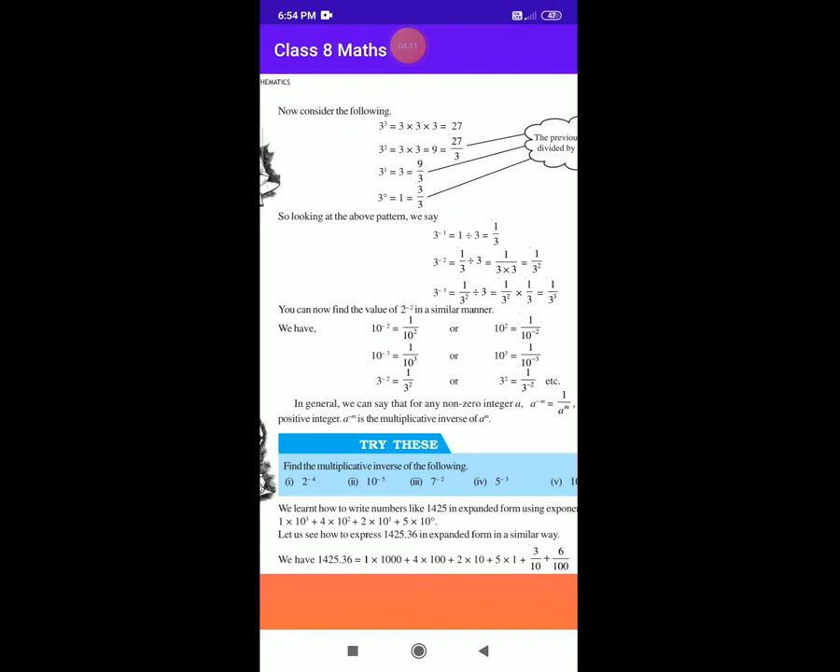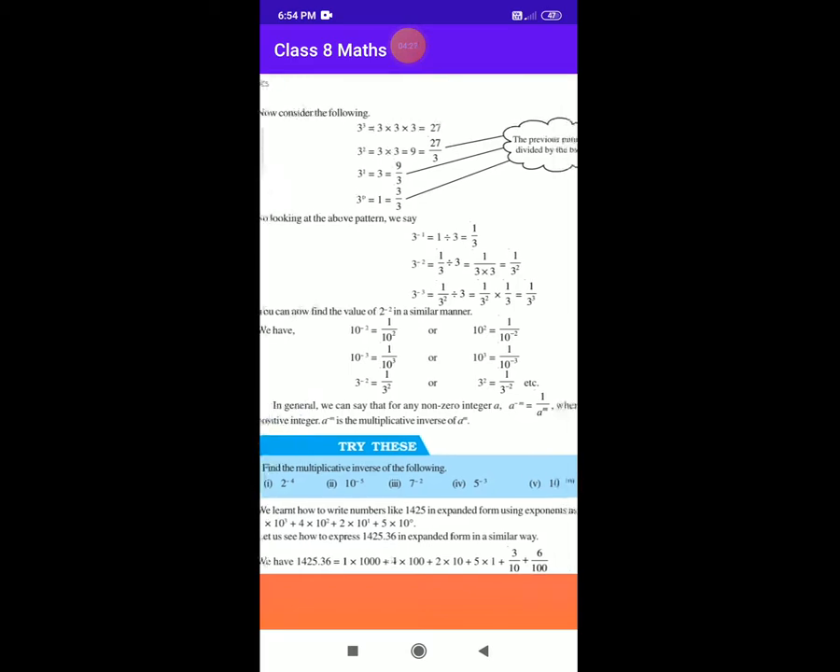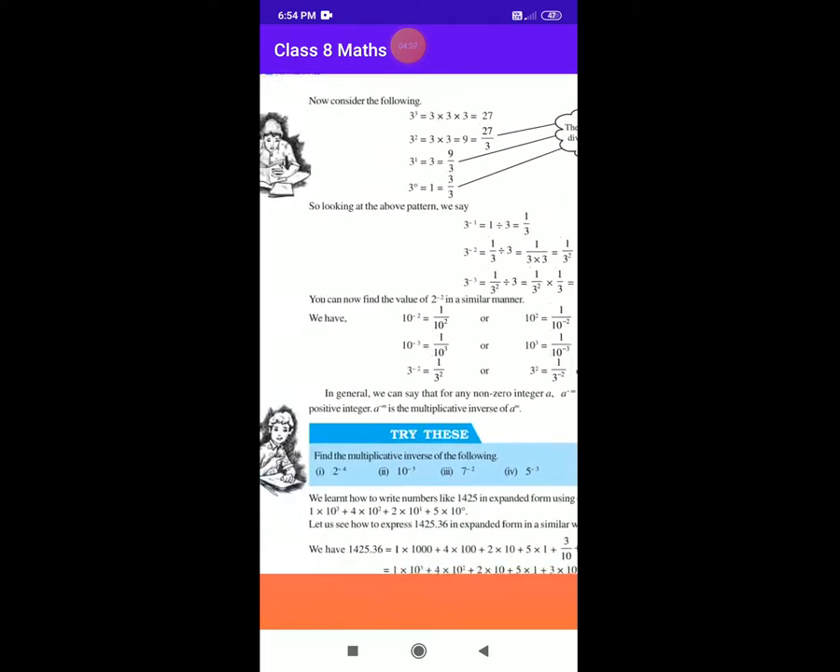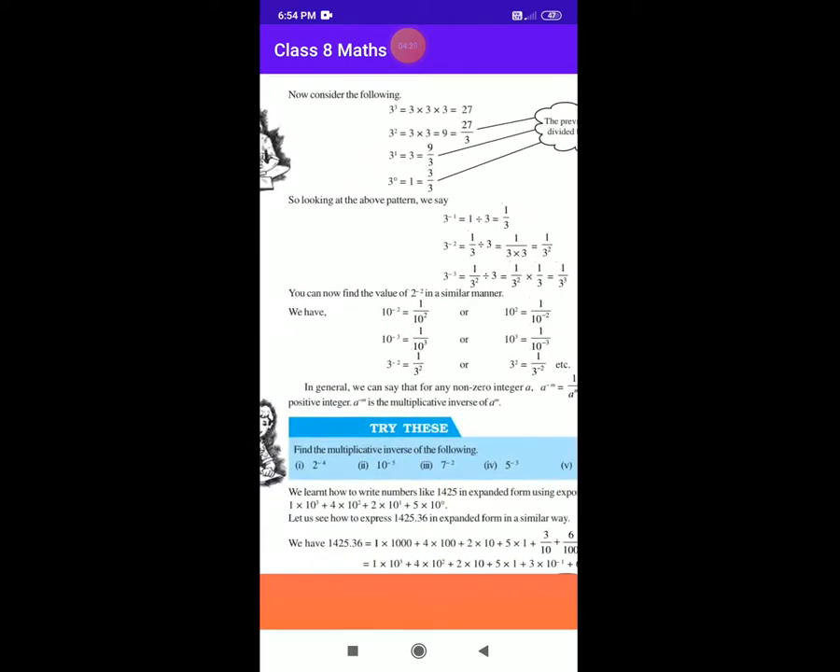And 3 raised to minus 2 means 1 by 3 square. In general, for any non-zero integer a, a raised to minus m is equal to 1 upon a raised to m. Here, m is a positive integer. A raised to minus m is the multiplicative inverse of a raised to m.